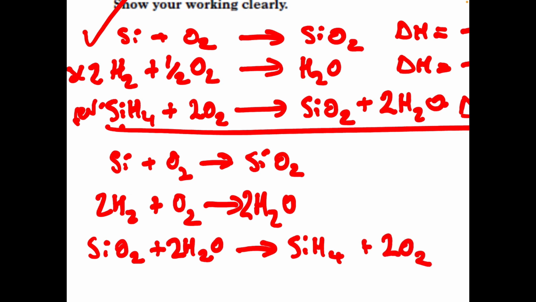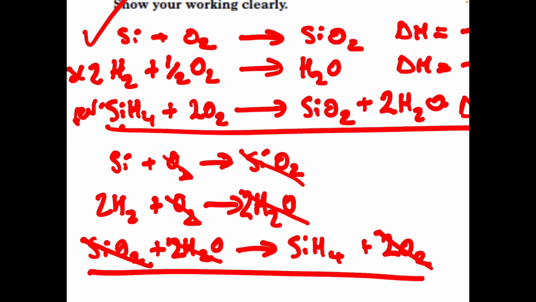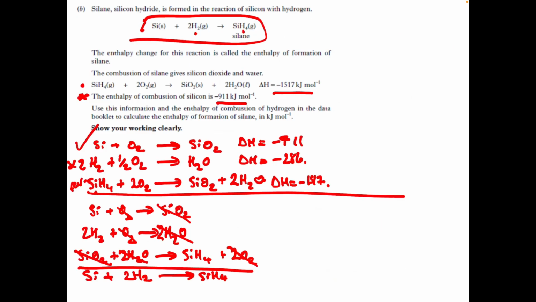So let's do cancelling where we can. Obviously we've got 2 O2s here and 2 O2 there, that's fine. 2H2O cancels out, and so does SiO2, to leave your final equation of Si plus 2H2 gives us SiH4. There we go. And that is the target equation. So we've done that correctly.